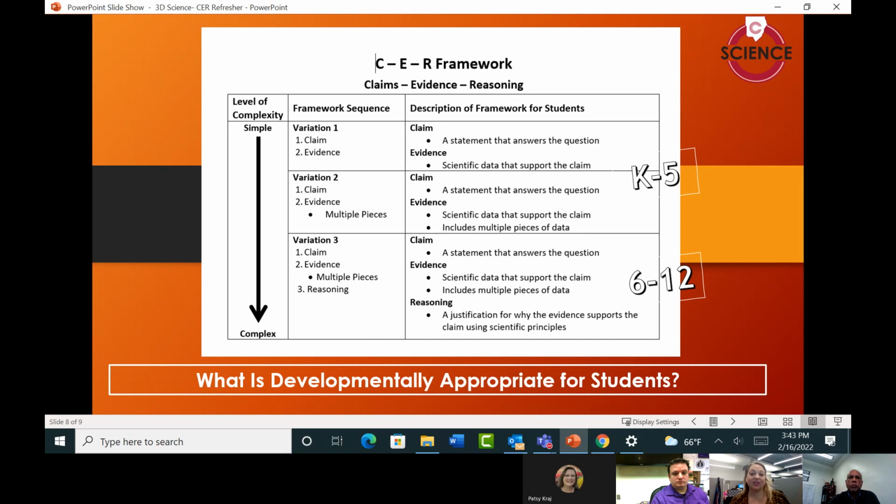By the time they're in 5th grade, teachers by the end of the year should be having that reasoning discussion with their students. They might not necessarily know all of those scientific principles because they're only in 5th grade, but the natural progression tells us that by middle and high school, they should have a claim statement that answers the question, multiple pieces of evidence to support the claim, and a justification of why that evidence supports the claim. And we want our students utilizing those scientific principles. So we're going to move from the simple to the complex in regards to our grade level bands.